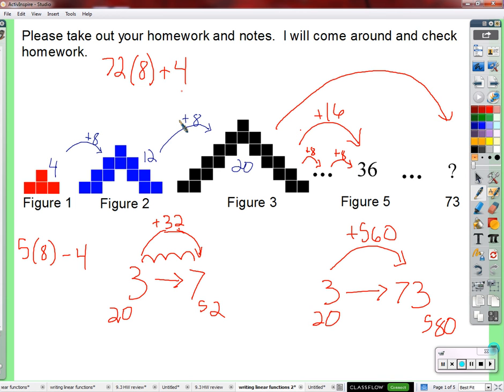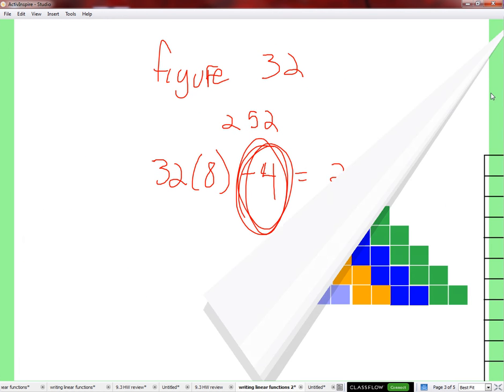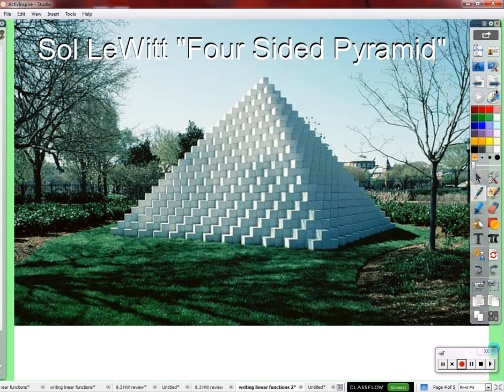Let's find out. Let's find out by working together. But for one thing, I wanted to show you, this pattern actually comes from a sculpture in Washington, D.C. Solowitz is the person's name, the four-sided pyramid. You see how we have figure 1 right there? Here, 4 squares, and behind that, what did I say, 5 squares? No, I probably said it wrong. Behind that is figure 2, behind that is figure 3, behind that is figure 4, and so on and so on.